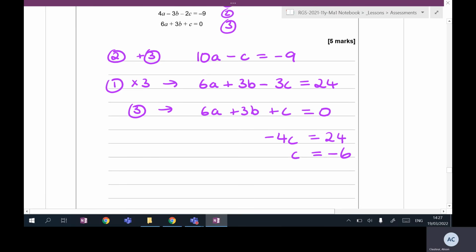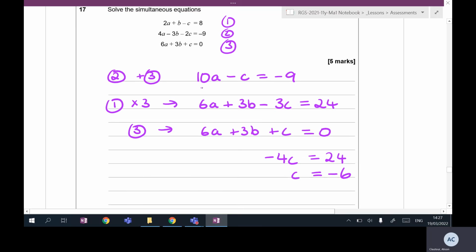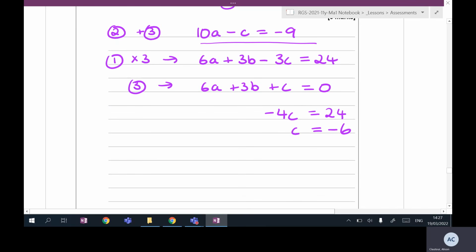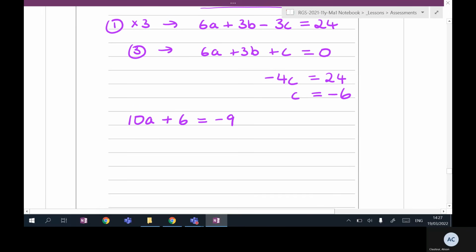I can then sub that into the first equation that I had up here. So I worked out 10A minus C is minus 9. So 10A minus minus 6 is minus 9. So if I subtract 6 and divide by 10, I've got A as minus 1.5.